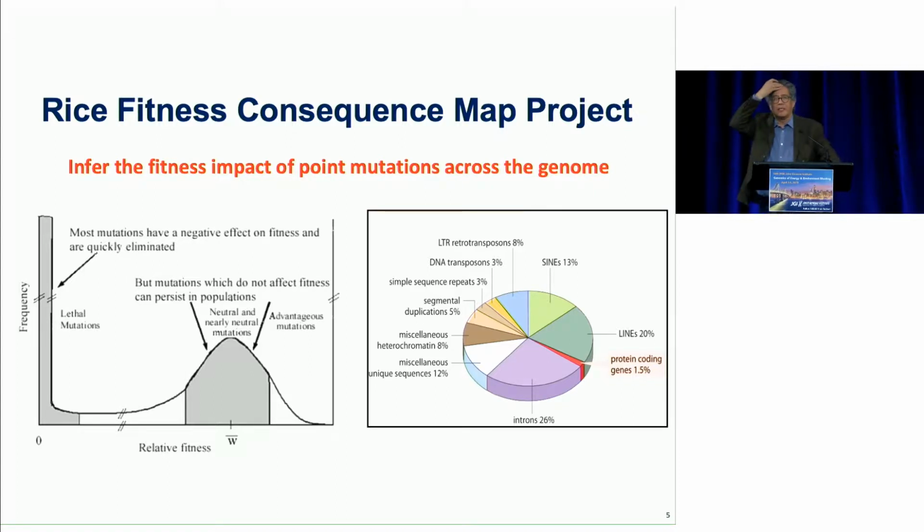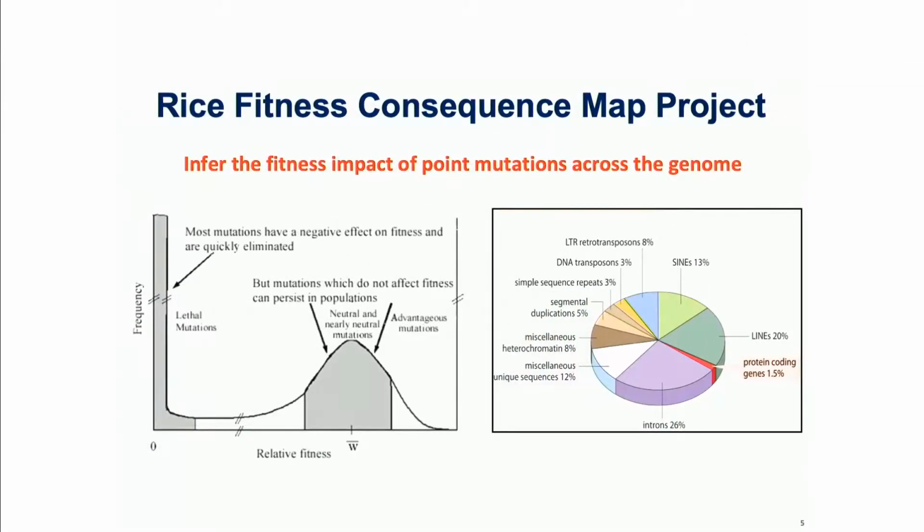So what's a rice fitness consequence map? The idea for this came about from Adam Sipple at Cold Spring Harbor several years ago. And if you think about mutations and polymorphisms in the rice genome, or any mutation that arises in any genome, you know that there's a distribution of fitness consequences. So many of the mutations that arise are deleterious and will be selected against. Many will be neutral or nearly neutral and will drift around the genome in the population. And several will be in a class that may be adaptive.